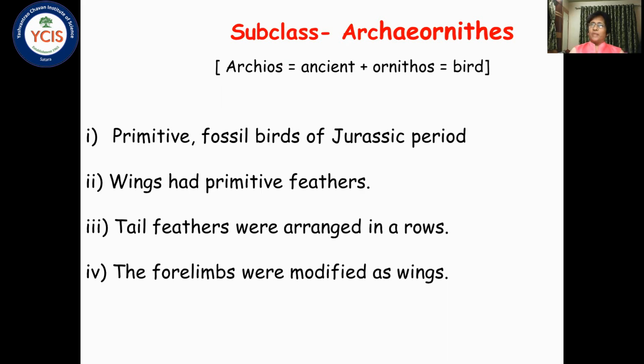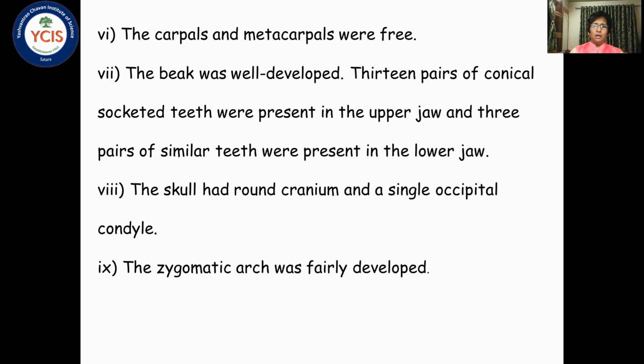The wings had primitive feathers, and the tail feathers were arranged in rows along each side of the long tail. In the birds included in this subclass, the tail was long and slender with 21 separate vertebrae, and the forelimbs were modified into wings.